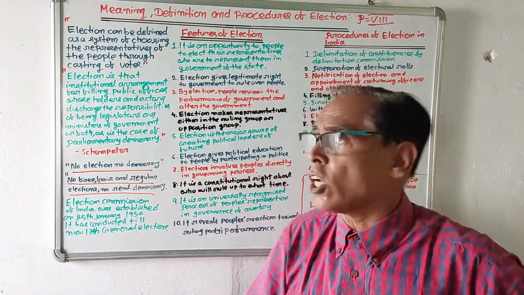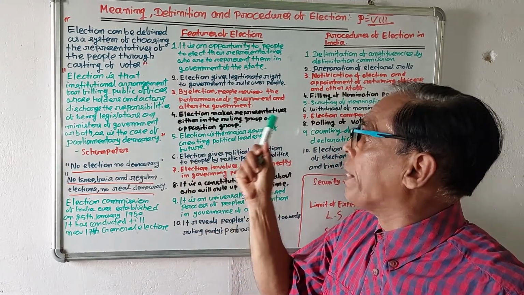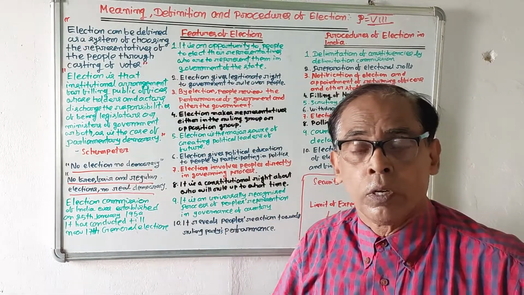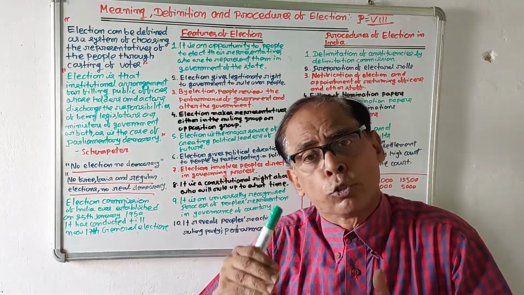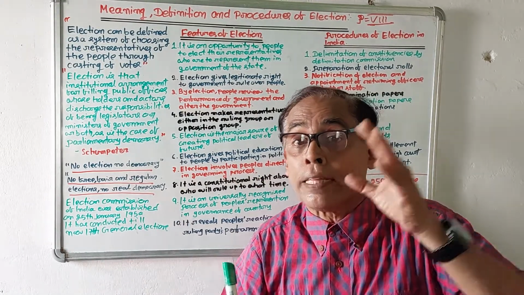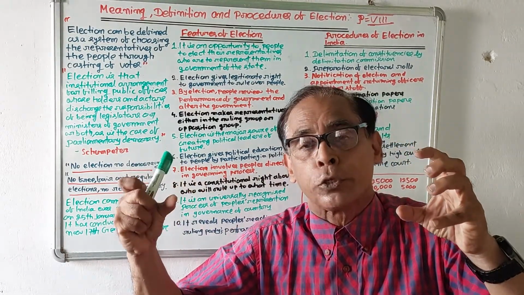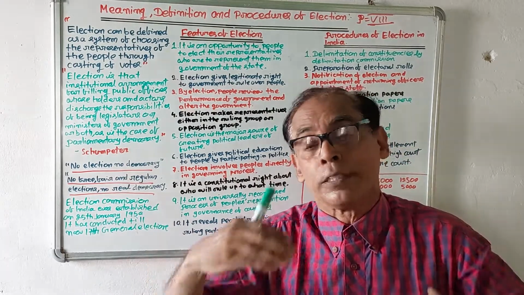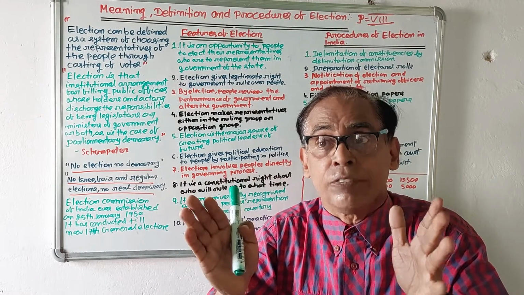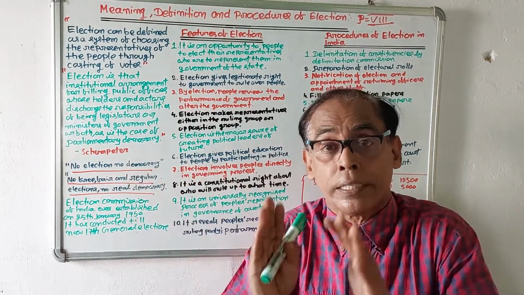And the fourth feature of election is that election makes representatives either in the ruling party or in opposition group. By election, people choose the representatives by casting vote. But their representatives may be in the ruling group or in the opposition group. If they will be in the ruling group, they will rule. If they will be in the opposition group, they will watch the activities of the government and they will control the government.